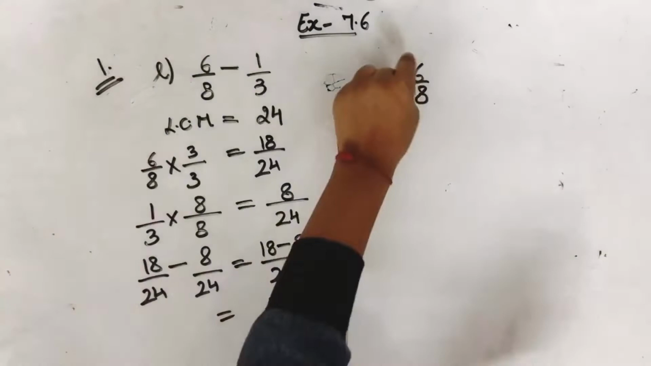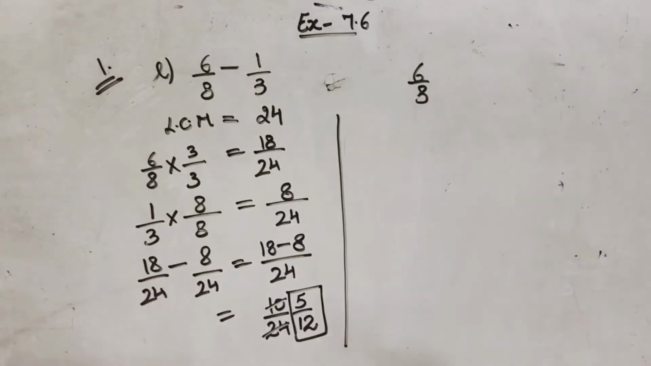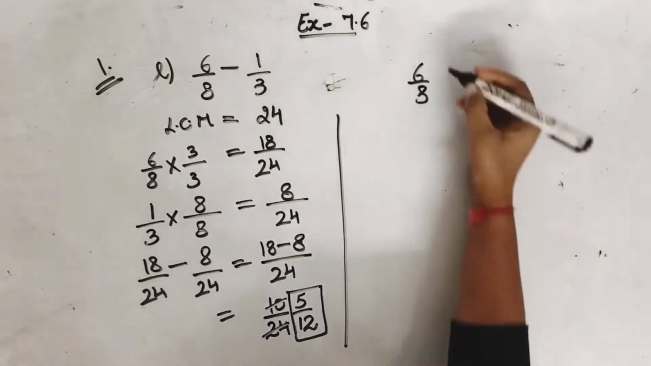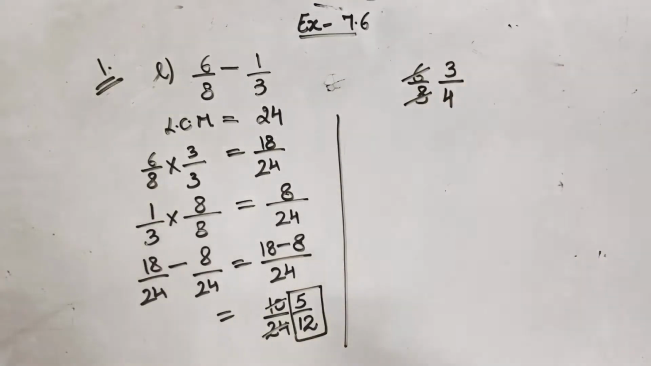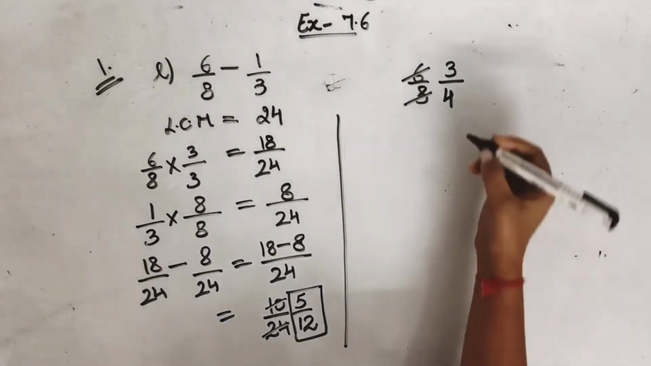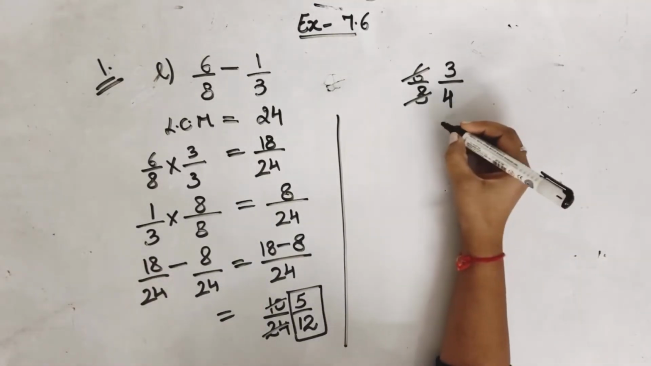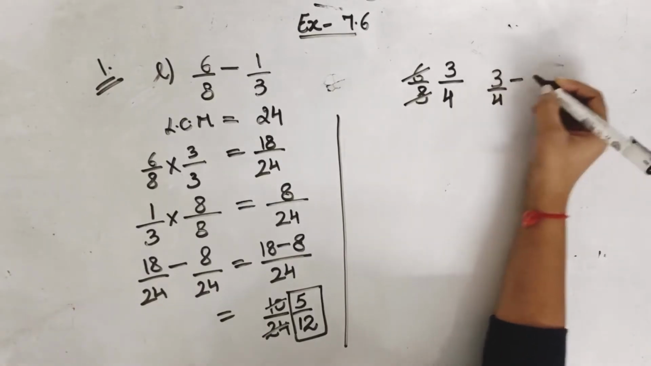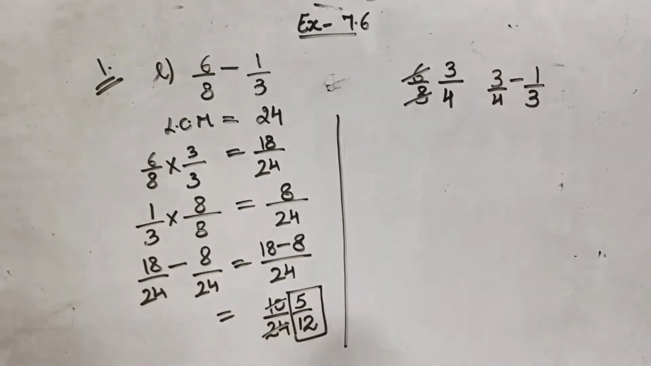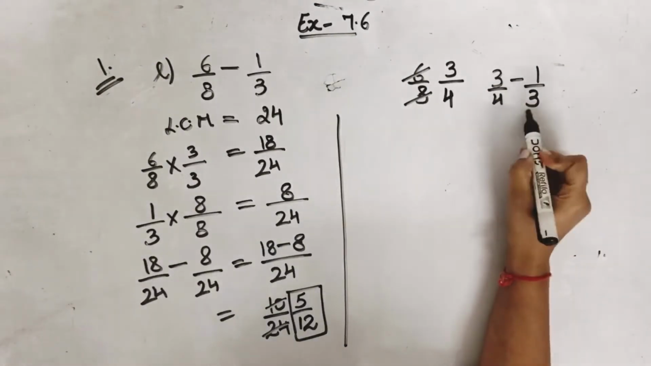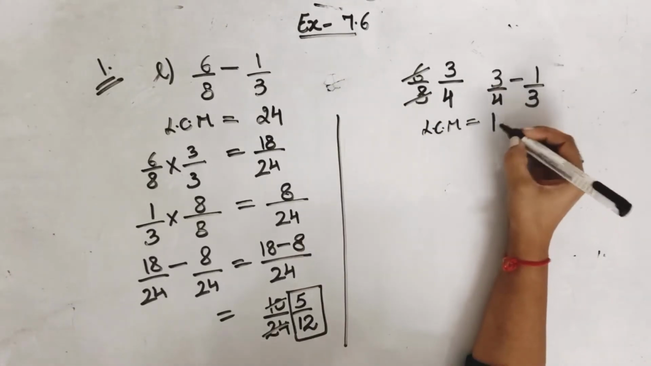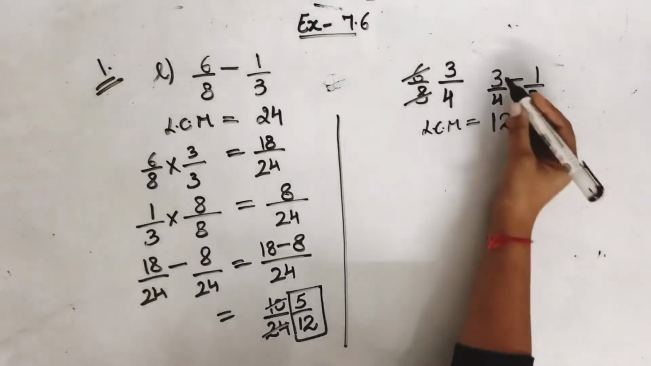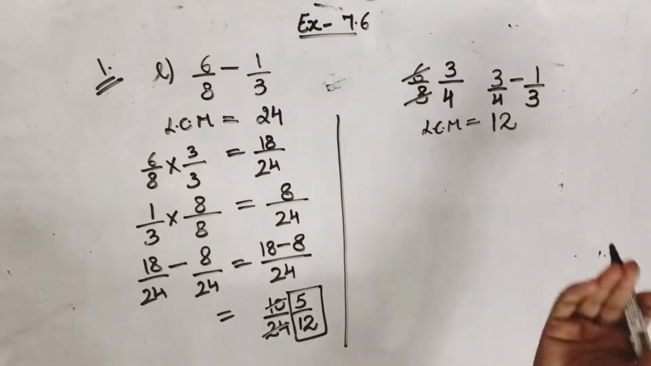Now second, 6 by 8. You know that 6 by 8 is already having a common factor, that is 2. So in first step only you can do the simplification. 6 by 8 can be written as 3 by 4. So now the question will be 3 by 4 minus 1 by 3. In the first step only you have done the simplification. Now see, LCM of 4 and 3, the rest of the method is same. LCM of 4 and 3 is 12. So now you have to change the denominators to 12.